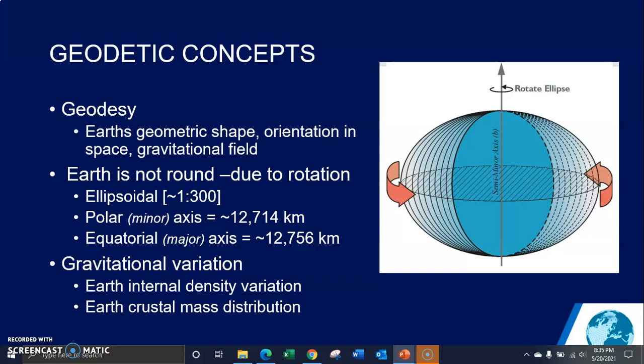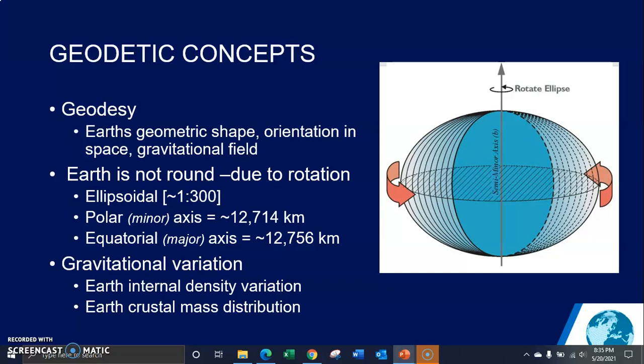And this is due to the Earth's rotation and the centrifugal force, which forces it out to bulge around the center. And it's about a 1 to 300 bulge. So if we take a look at the axes, the polar axis is the minor axis, and that is shorter than the major axis, which runs along the equator.